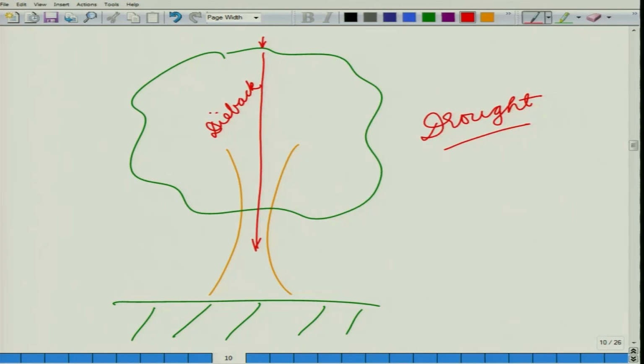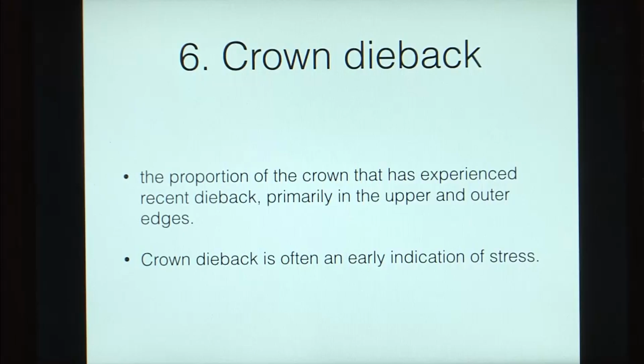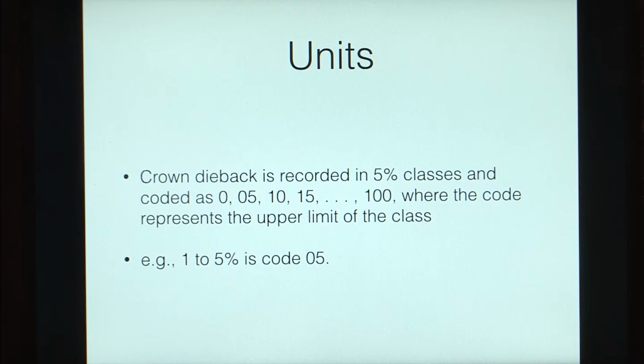Now, coming back to the slides, in the case of a crown dieback, we measure the proportion of the crown that has experienced a recent dieback. So, any dieback that had occurred long back will not be counted here, and it is primarily in the upper and the outer edges, and this is an indication of stress. So, how do we measure this dieback?